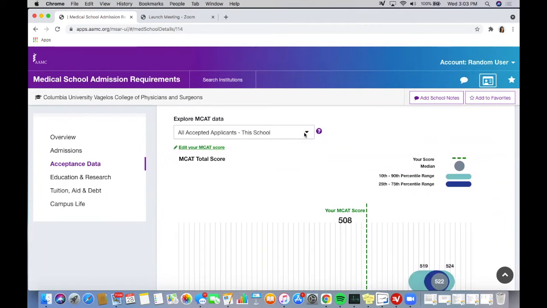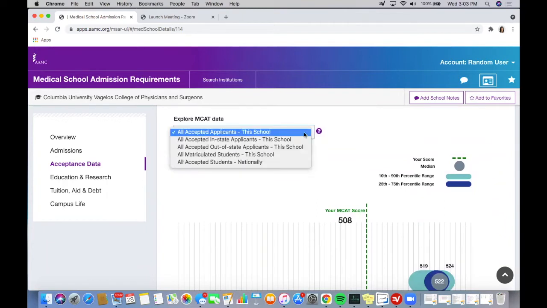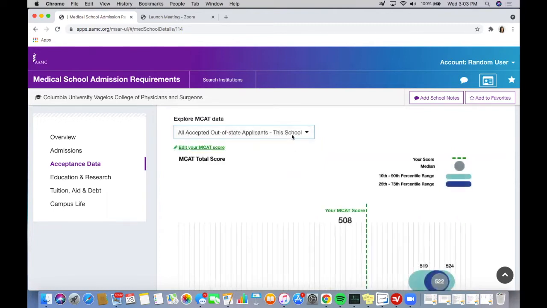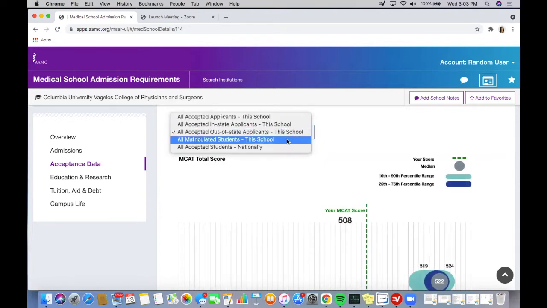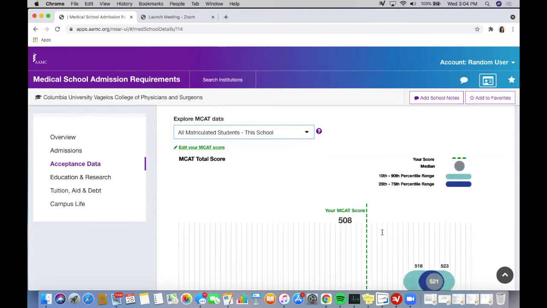So if you want to explore the MCAT data for all applicants, you are going to select all applicants. Okay. Let's say you are an out-of-state student, you'll then scroll down and say, okay, I want to know what the data is only for students who are out of state. You'll click on that and it will adjust the information. If you want to know only for students that matriculated, right? Students who actually enrolled at Columbia, let's see what that data is. It actually dropped by a point.